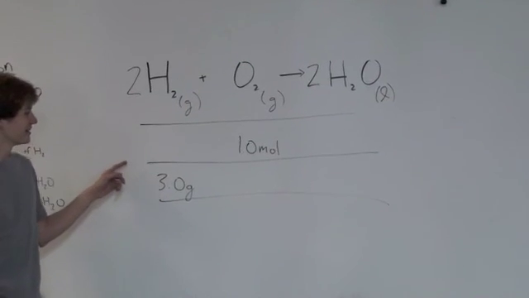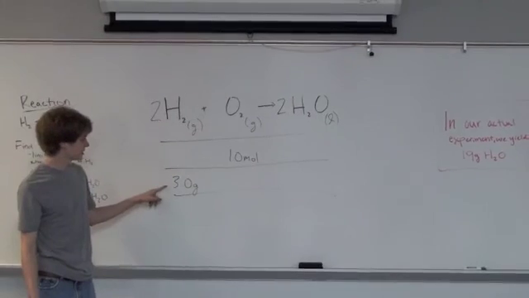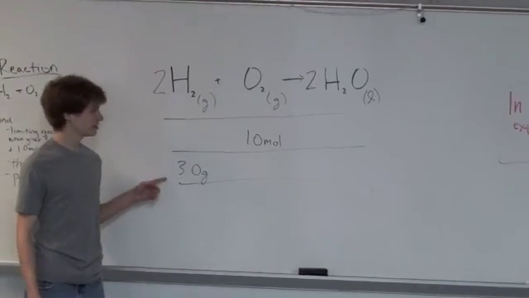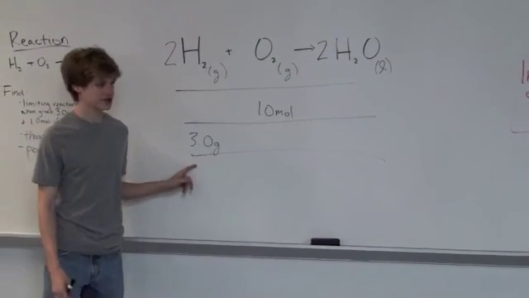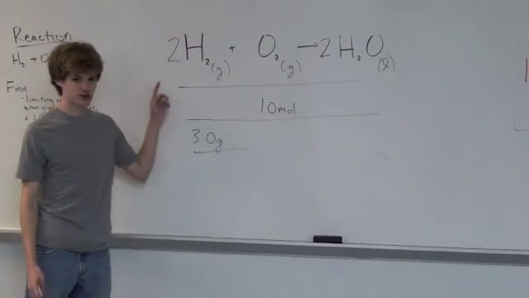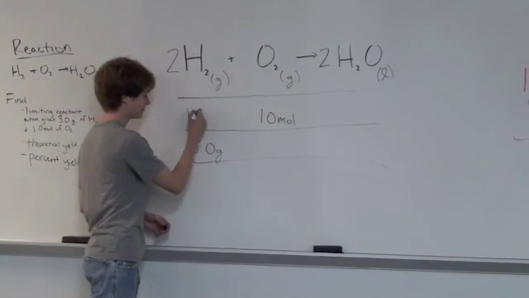Okay, continuing. So first we need to get from grams to moles. We have 3 grams of H2. To find the amount of moles, we need to take grams over molar mass. We know that the molar mass of H2 is 2 grams. So 3 divided by 2 is 1.5.